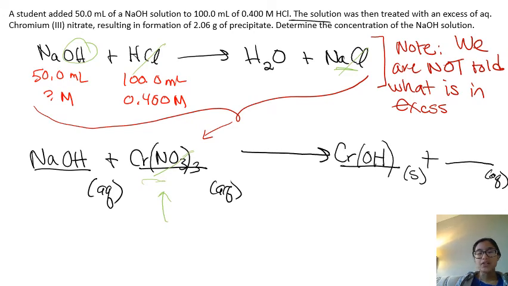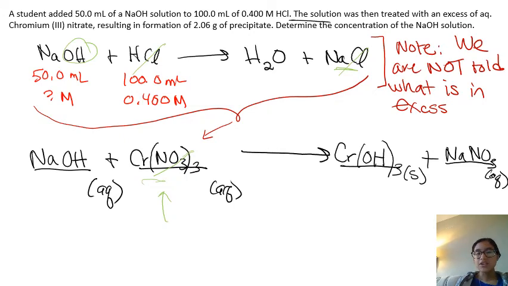Okay, so chromium hydroxide, and because this is chromium 3 hydroxide, we're going to need a 3 there. And whatever's left over is obviously just the sodium and the nitrate, so NaNO3. Okay, now we make sure it's balanced.